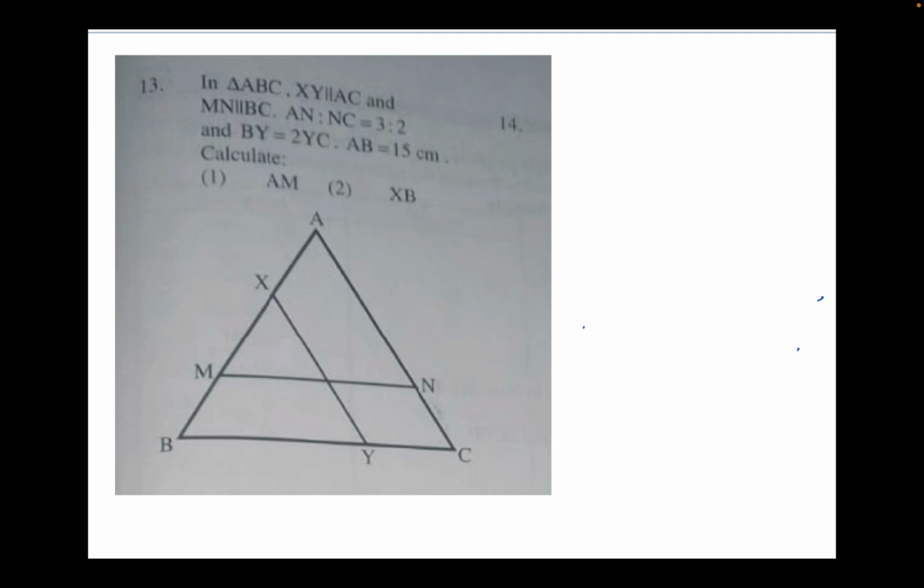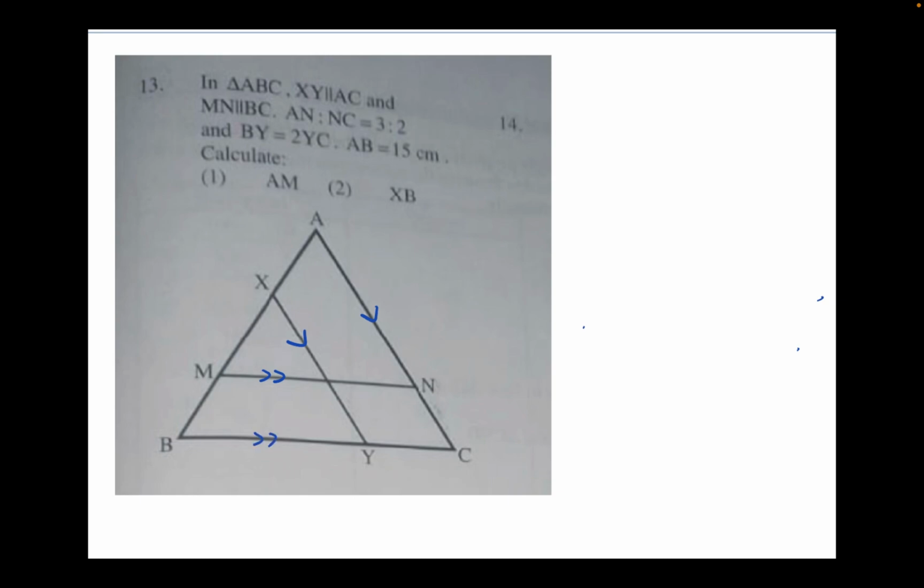Okay, this is a grade 12 Euclidean geometry problem, and I'm just going to start by getting my head around the problem. We know in triangle ABC that XY is parallel to AC, and that MN is parallel to BC.